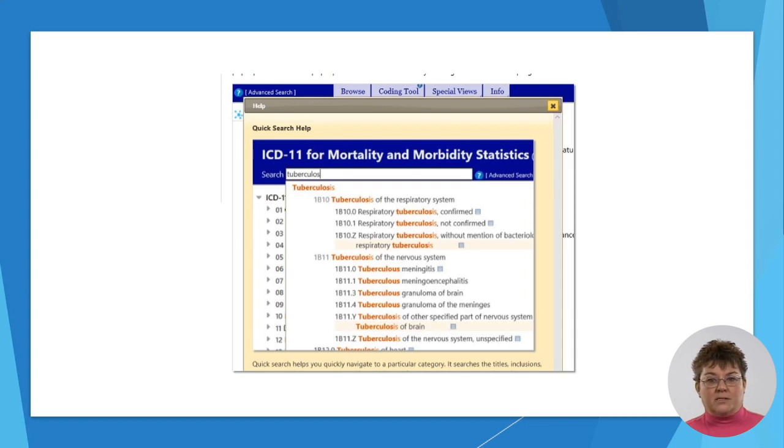Is it in the respiratory system or is it in the nervous system? You can see how all these systems in your anatomy lessons are really going to come into play. Because you may know what part of the body it is, and if you don't know what system it is, then that's going to be a problem in choosing the correct code.